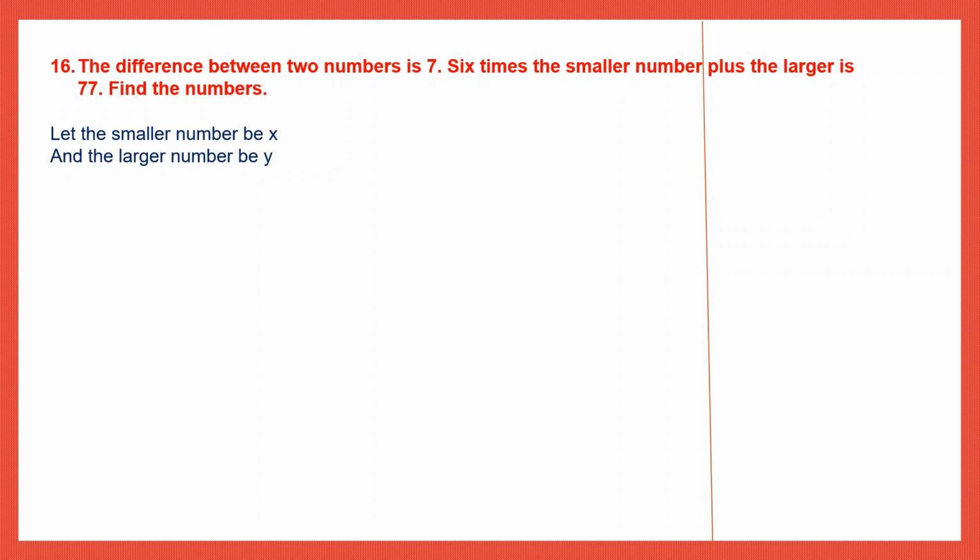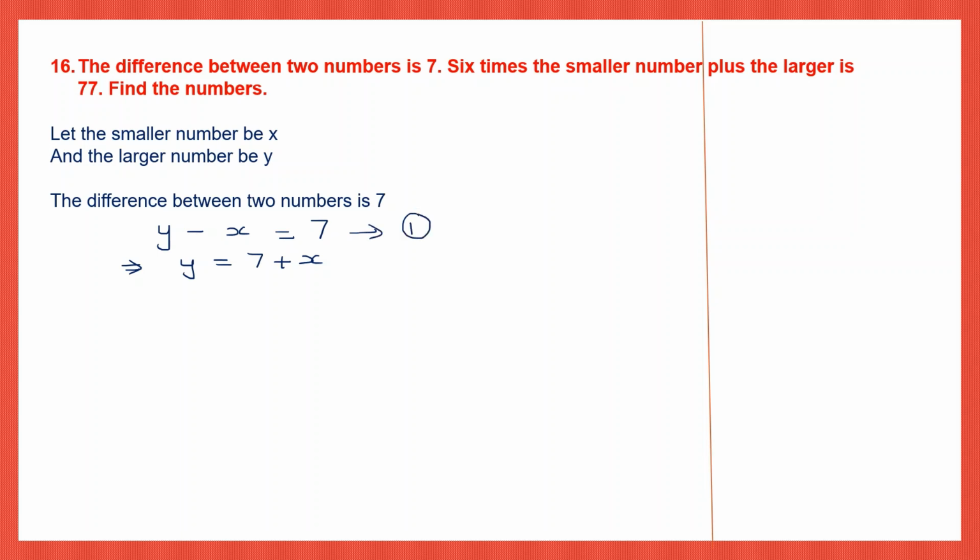Now what is the first statement given to us? The difference between two numbers is 7. So let's make an equation out of that. We said let the smaller number be x and the larger number y, so we'll put y first. Y minus x. Difference means subtraction. So the difference between two numbers is 7. Y minus x is 7. So from this, let's find the value of y. Y is equal to 7 plus x. So this is the first equation, and from that we have found the value of y.